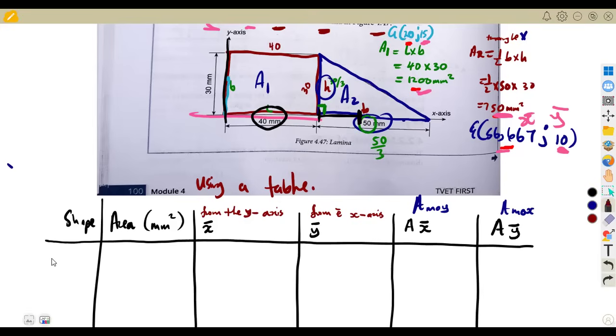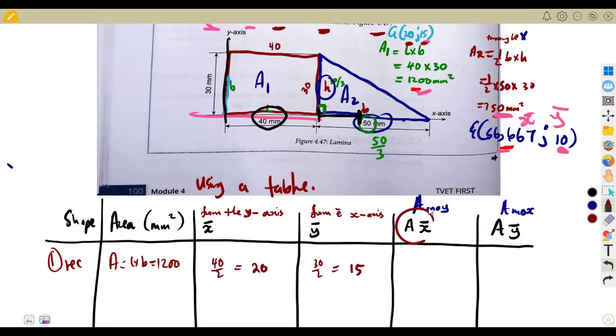So for our figure, shape 1 was a rectangle. We calculated the area as we saw, guys. You calculate the area from length and breadth, and you write your area, in this case, 1,200. That is the method. Then the x bar, we already calculated. Remember our x bar that we calculated, 40/2. This gave us 20. The y bar, we calculated 15, which we got from 30/2.